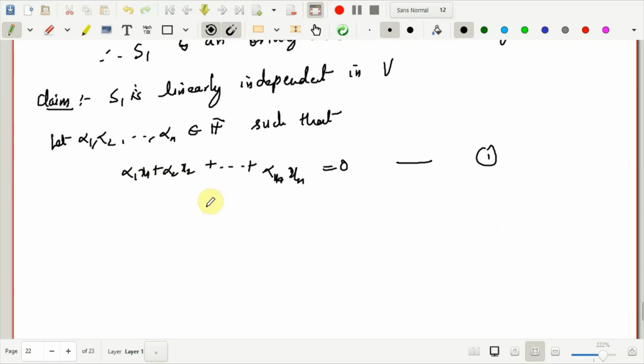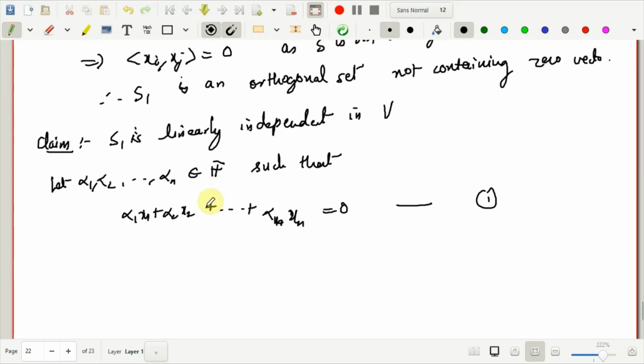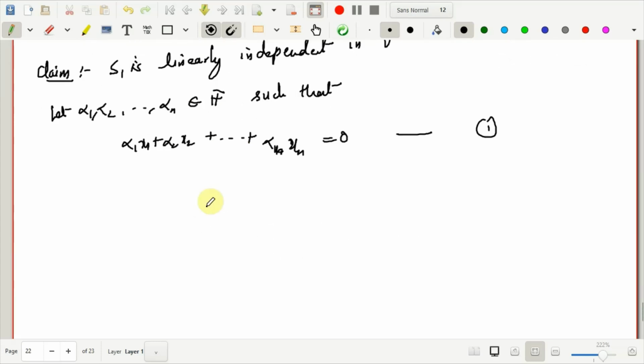Okay, so how do I show this? The only fact that I know is that the inner product of xi with xj, for any i and j coming from 1 till n with xi not same as xj, is equal to 0. So I have to use that fact to show that each of these alpha i is equal to 0.